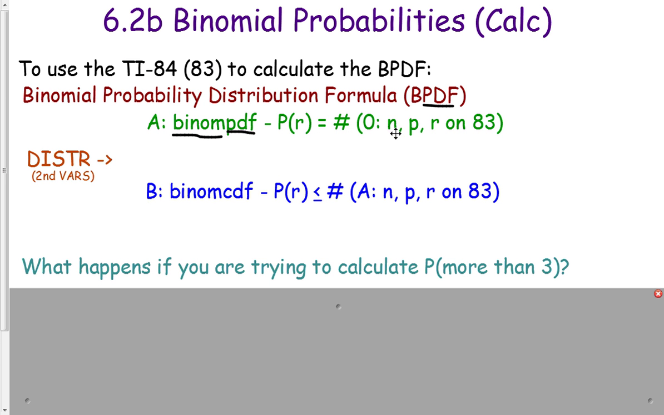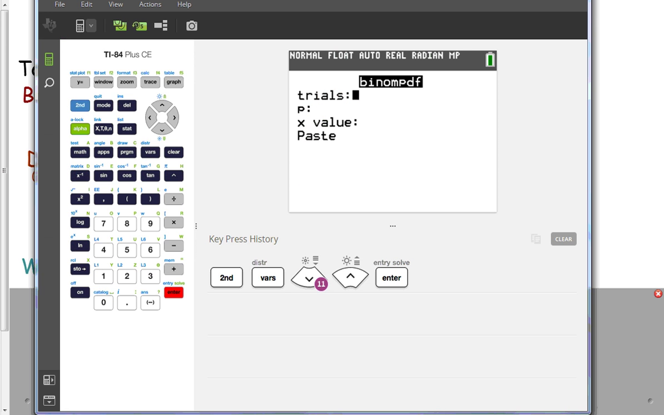On an 83, it will open up and say binomPDF parentheses, kind of like sine, cosine. It'll open up parentheses, and you need to put in n, the number of trials, comma, the number for p, the success rate, the probability of being successful in decimal form, comma, and then r, which is how many successes you're looking for out of how many trials. Then close the parentheses, and you're ready to go. So a little different on the 83.